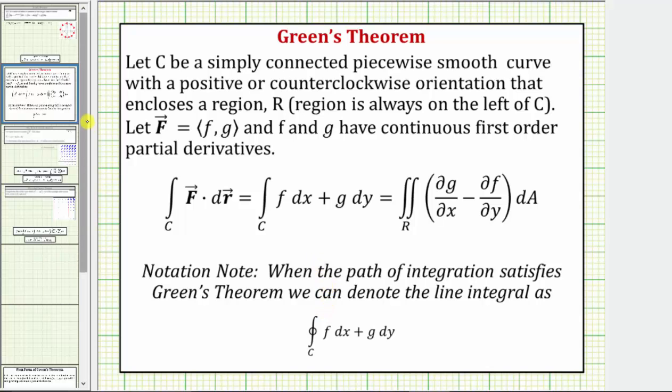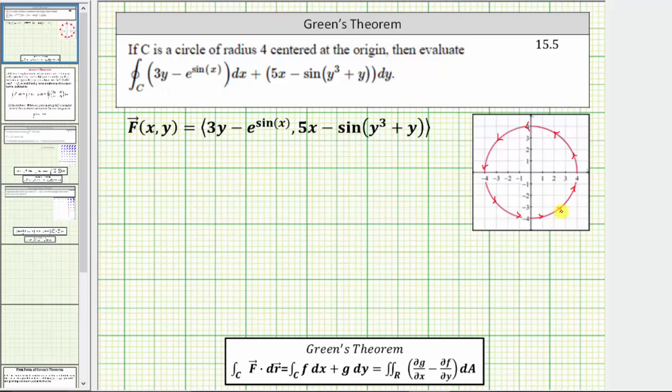So going back to our example, we know the curve C has a positive orientation. Looking at the differential form of the line integral, we know the vector field has an x component of 3y minus e raised to the power of sine x, and the y component is 5x minus sine of the quantity y cubed plus y. Which means for the formula shown below for Green's theorem, little f is the x component, and little g is the y component. And now let's find the partial derivatives.